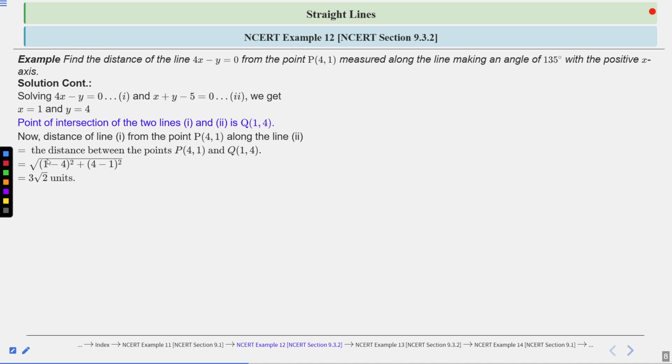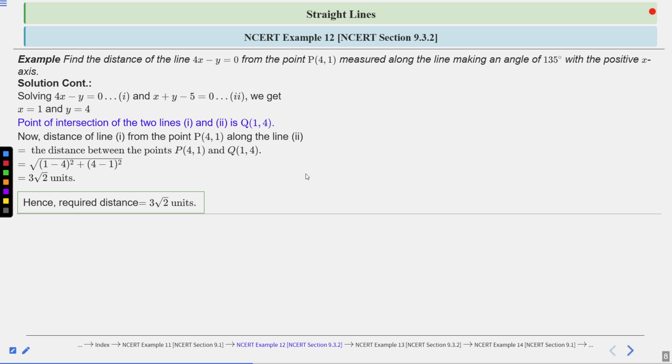And now if you simplify this, then you will get this is equal to 3 times root 2 units. So hence the required distance is 3 times root 2 units. Okay, so the distance of the line x minus y equal to 0 from the point P(4, 1) measured along the line making an angle of 135 degrees with the positive x axis is 3 times root 2 units. Clear? I hope it is clear to all of you.